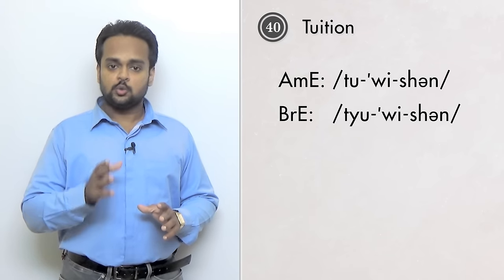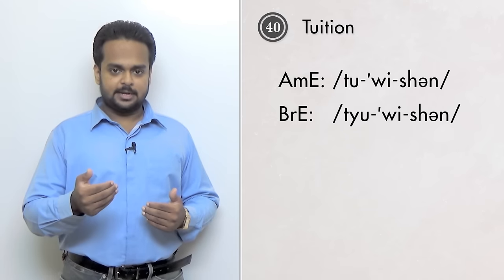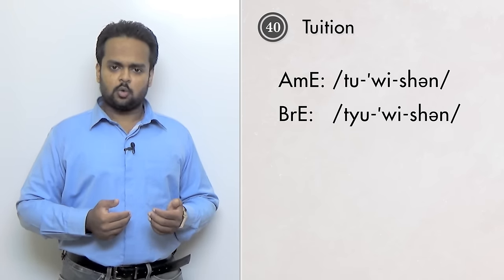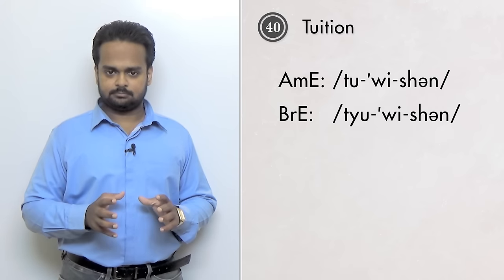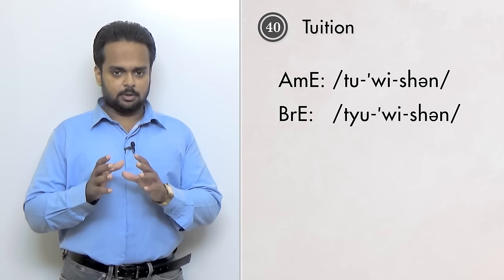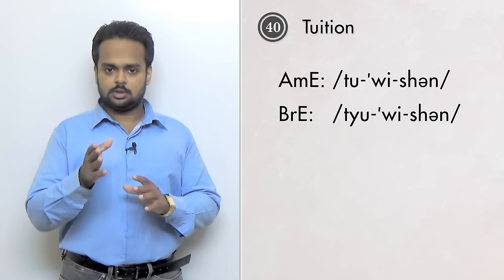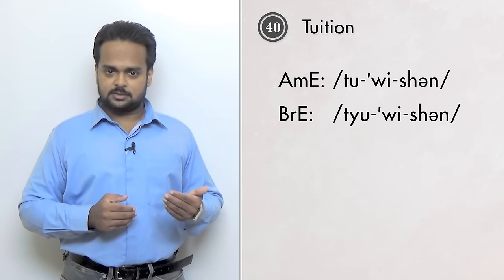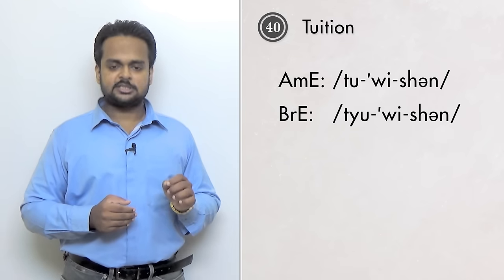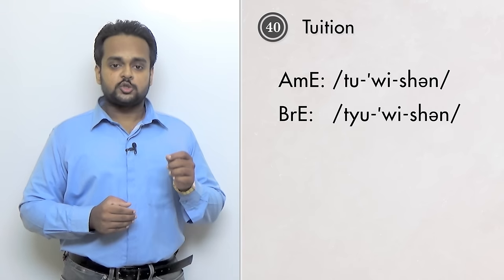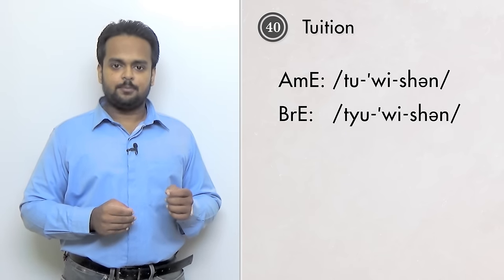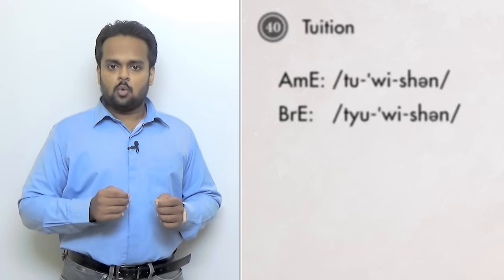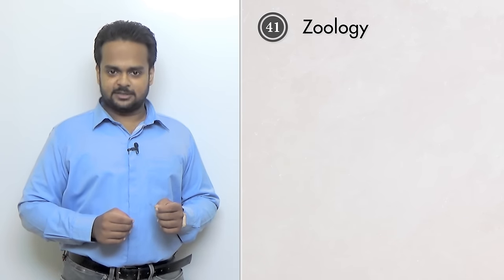Like the word tuition. It's tuition in American English and tuition in British English. So what's the hidden sound here? Well, the first syllable is easy. Tu, American, or tu, British. But after that, it's not ishan, it's wishan. Tuition. You have to put the w sound there. So, tuition.